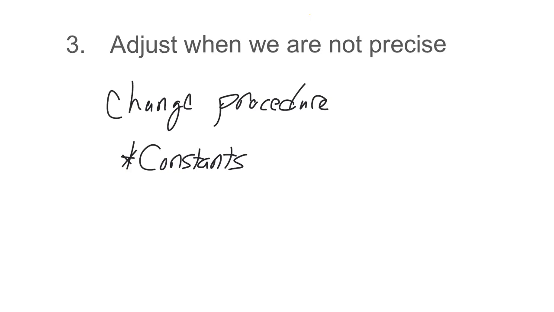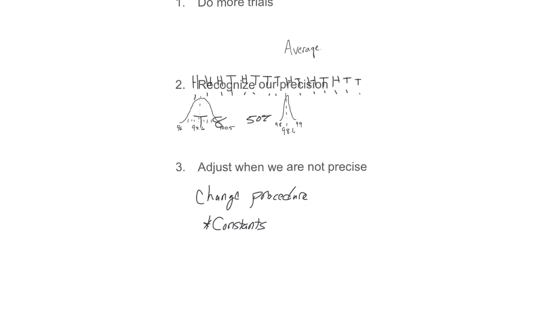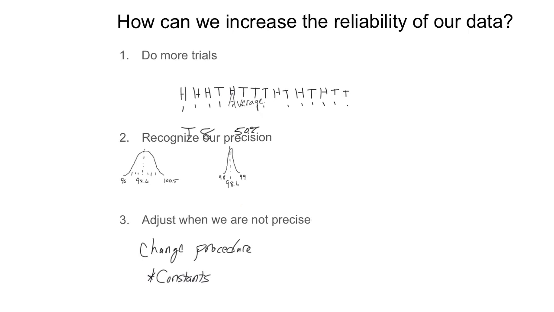And so these three things are really the big ways that we can increase the reliability of our data. If we do more trials, we're going to get rid of some of the variability in our experiments. If we recognize our precision, then we can take steps to change our procedure and make our procedure a little bit better and make it more precise and control for more factors that could possibly be affecting our data. And so hopefully through this, you're a little bit more ready to take reliable data in your experiments, and you'll be able to adjust your experiments when you see data that is not reliable.